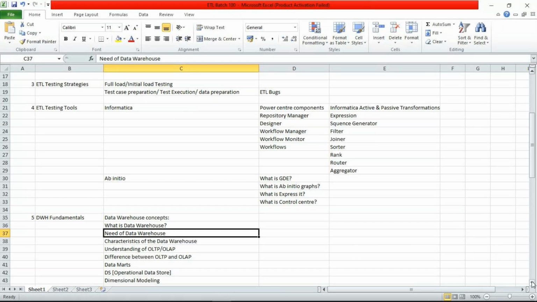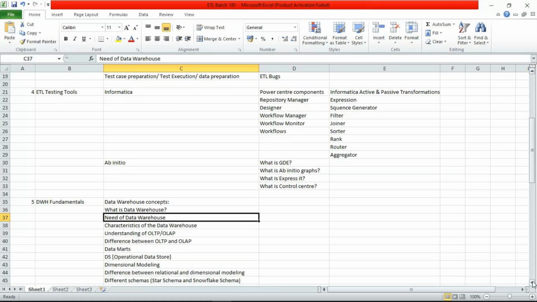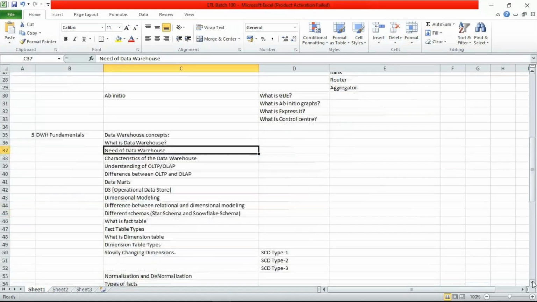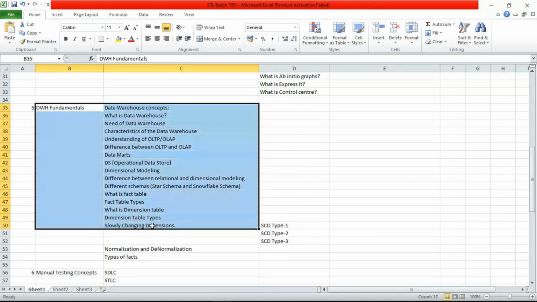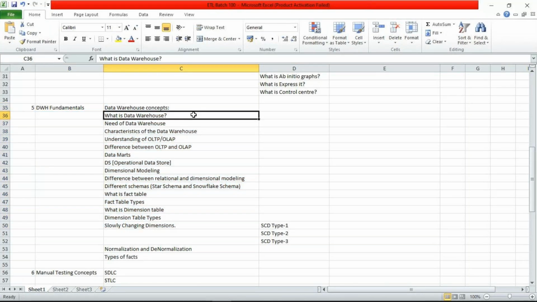Apart from that, we'll see data warehouse fundamentals. So data warehouse is a core of the ETL process. All ETL processes end up at the data warehouse. A data warehouse is a very vast and very important concept in the ETL process. So we'll see what a data warehouse is, the need of a data warehouse, and what the characteristics of the data warehouse are.